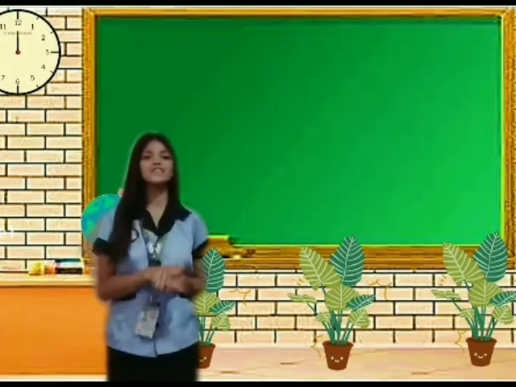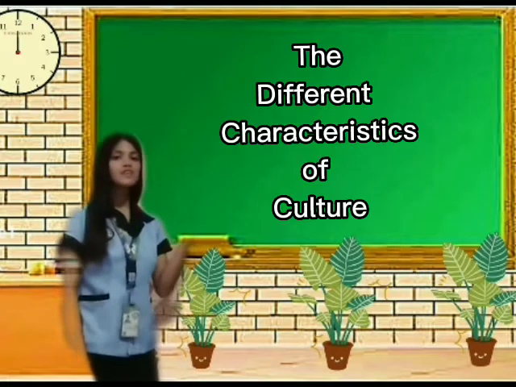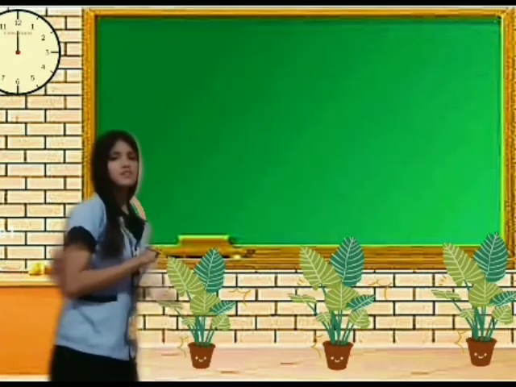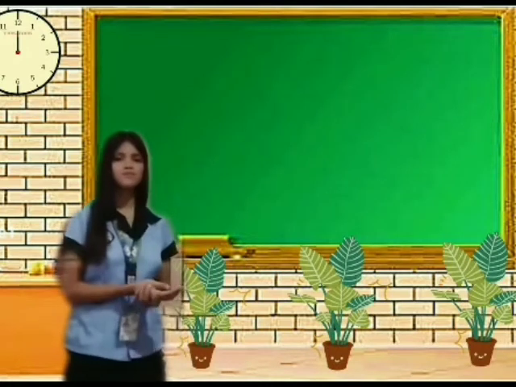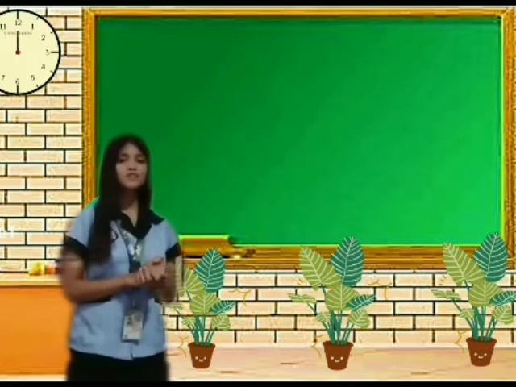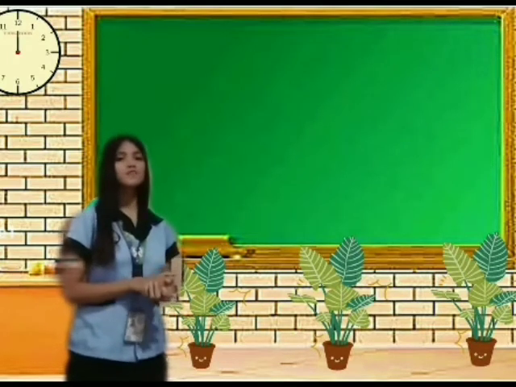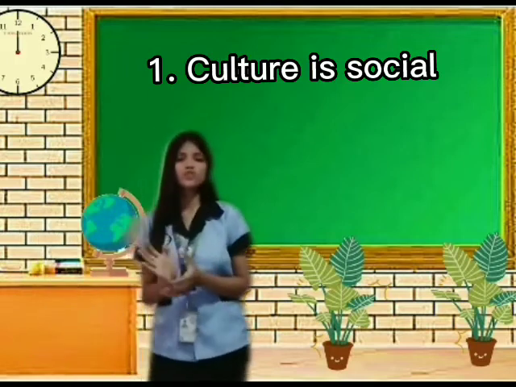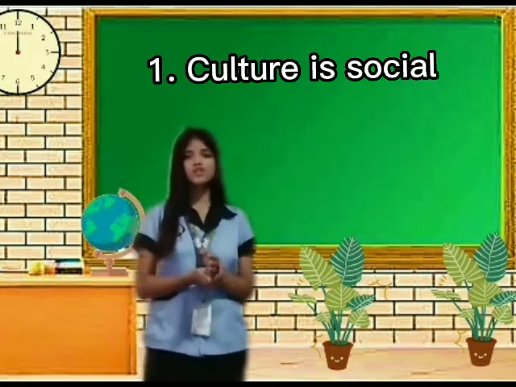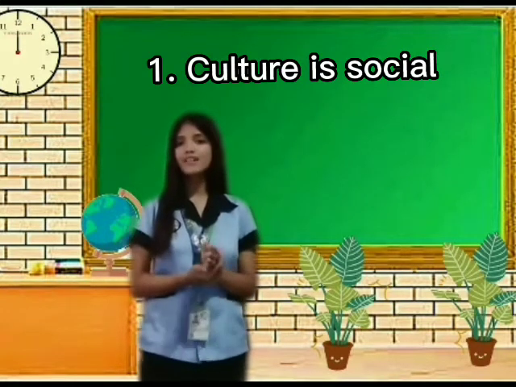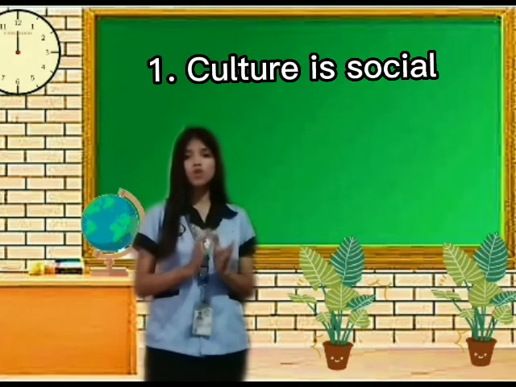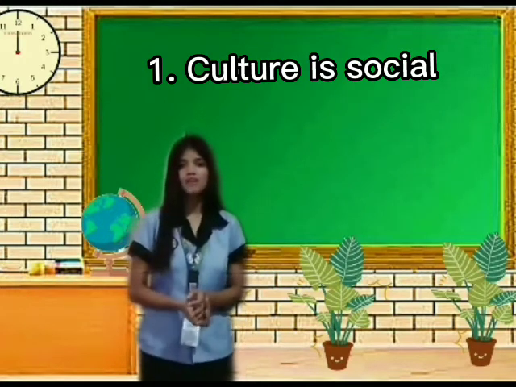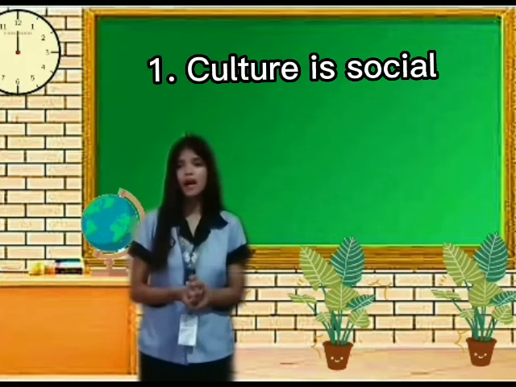Now, the lesson for today is all about the different characteristics of culture. So, what are the different characteristics of culture? The first, anyone? Culture is social. The first characteristic of culture is that it is social. So, what does it mean that culture is social? Culture does not exist in isolation. It is a product of society. It develops through social interaction. No man can acquire culture without association with others. Man becomes a man only among men.